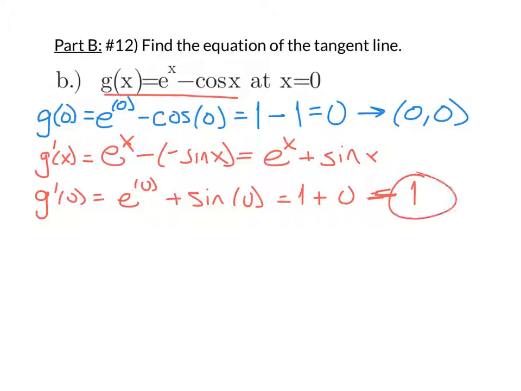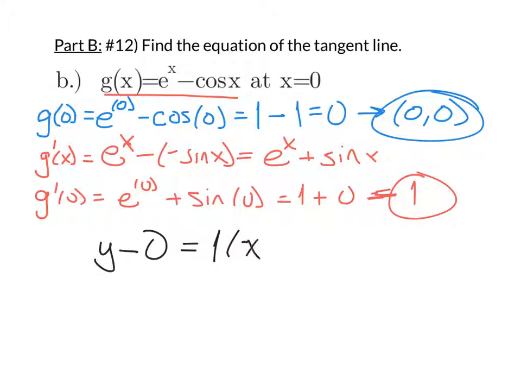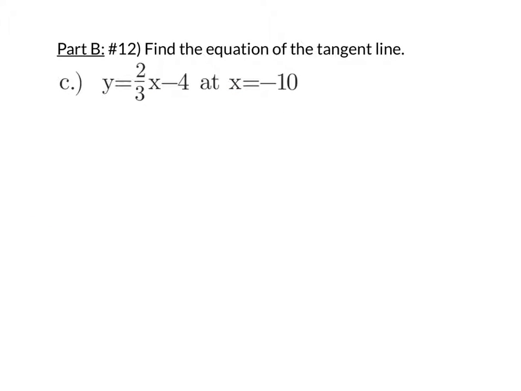Now that I have my slope and my point, we can put it all together to come up with the equation of the line. Y minus the y-coordinate is equal to slope times x minus the x-coordinate. And obviously simplifying, we end up with the line y equals x. Let's try one more. Find the equation of line tangent to y equals 2/3 x minus 4 when x is negative 10. So I need a point and a slope.